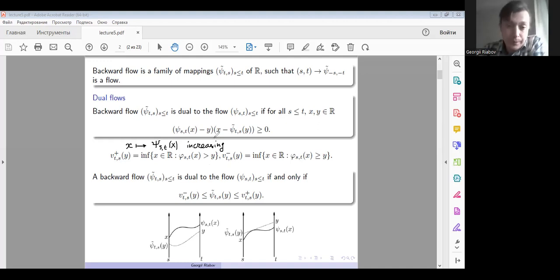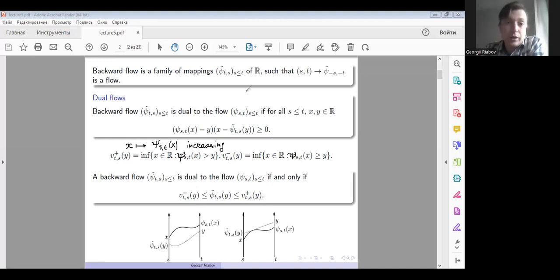V plus is the infimum of such points x that psi_{st} of x is strictly bigger than y. And V minus is the infimum of x such that psi_{st} of x is greater or equal to y. These are so-called pseudo-inverses of psi. V plus is right continuous and V minus is left continuous. And one can check that a backward flow psi tilde is dual to the flow psi if and only if it takes its values always between V minus and V plus.